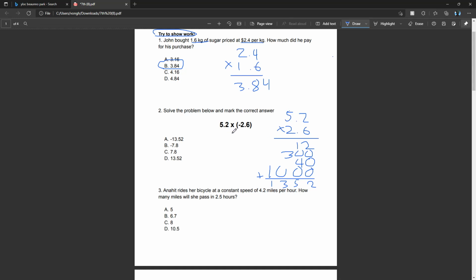But since you got 2 decimals here, you have to move it 2 decimal places from the right. So you do 1, 2, so decimal place goes here. And since it's a positive times a negative, the answer will be negative, so it's A.